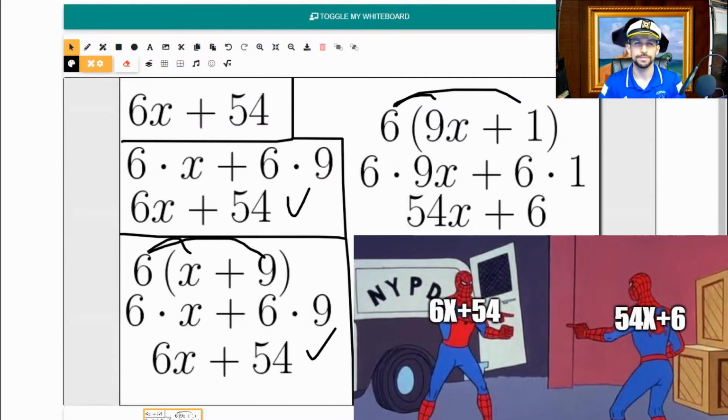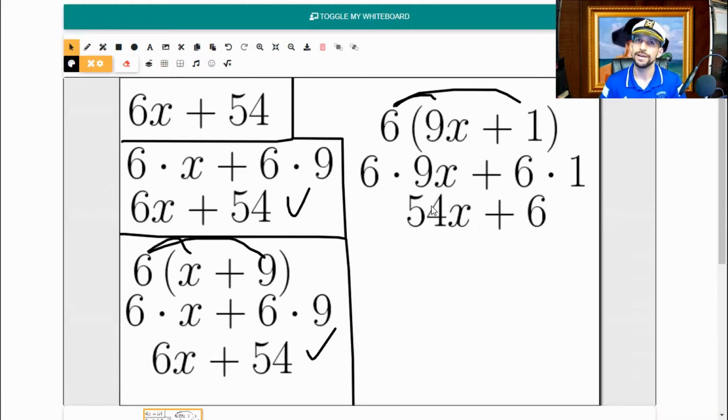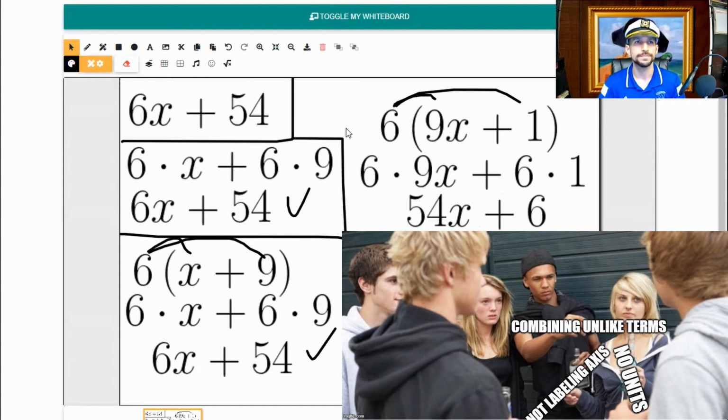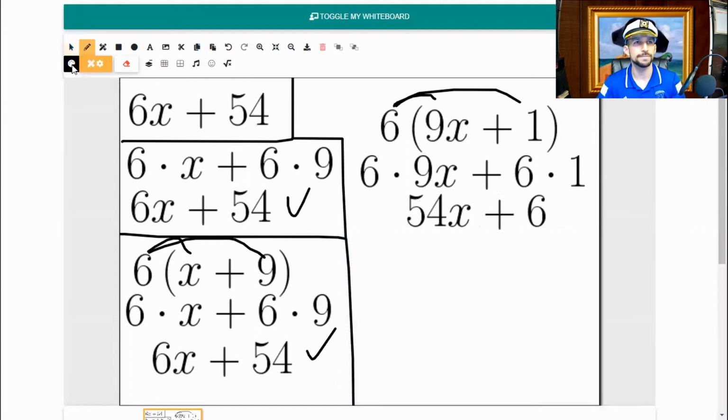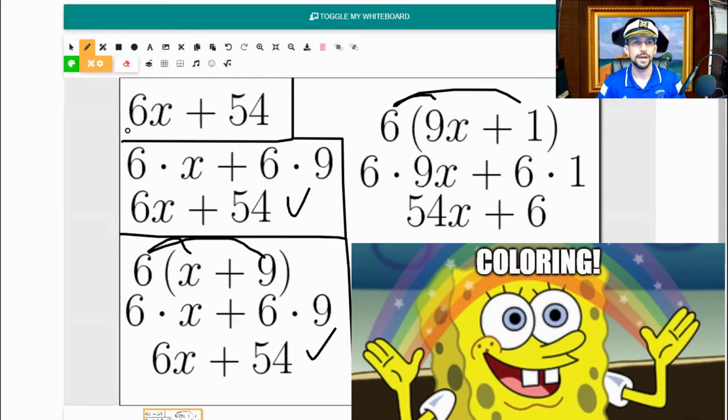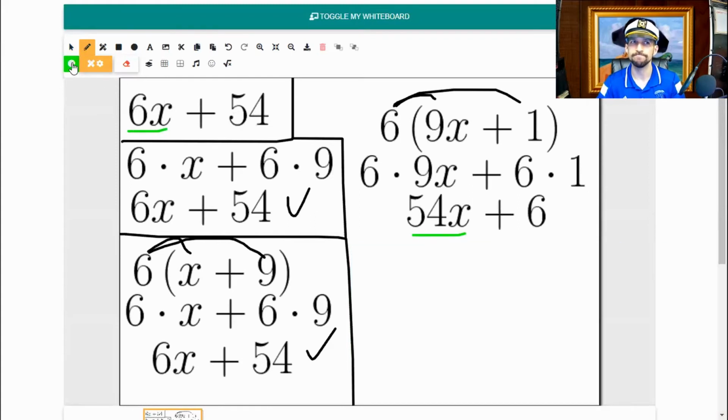I see what you did there. I've got a 54, I've got a 6, but x is hanging with the wrong crowd. I see you, x, and let's do what we did yesterday. Let's color code. My variables are green. My constants are blue. So you see what they've done is they've put x with the wrong crowd. In other words, they put the x with the 54 instead of with the 6. 54x is obviously not the same as 6x, and 54 is not the same as 6. So these are not equivalent.